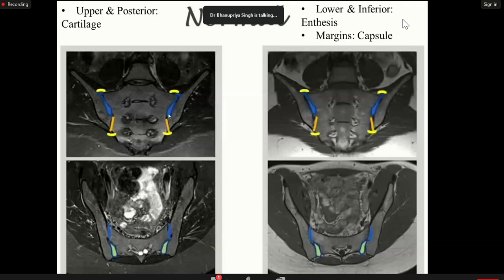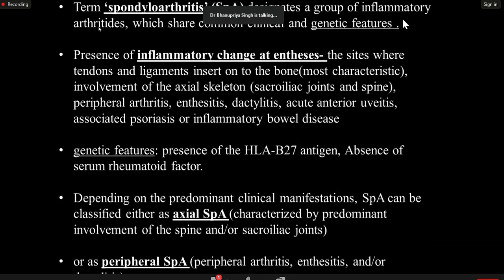So here we see the fibrous portion on the coronal images and the cartilaginous portion below it, right? And on coronal, the most superior and the most inferior aspect of the sacroiliac joint, the yellow portion, comprises the joint capsule.